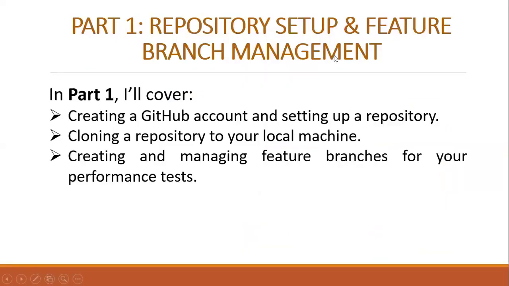In this part 1, I'm going to cover repository setup and feature branch management. As an initial step, we are going to create a GitHub account and set up a repository here. Once we have set up the repository in GitHub, we are going to clone that repository to our local machine. Once we have cloned it, I'm going to create the feature branches for our performance test scripts.